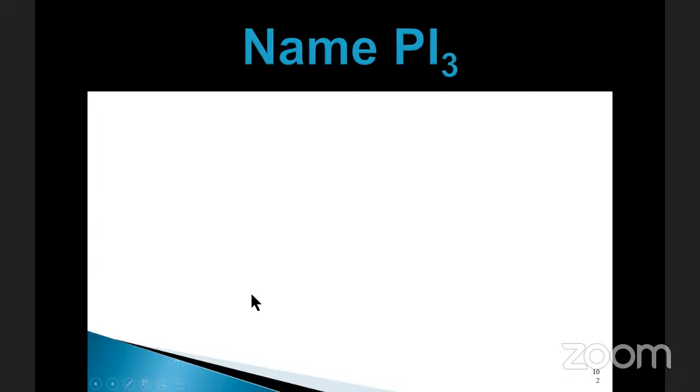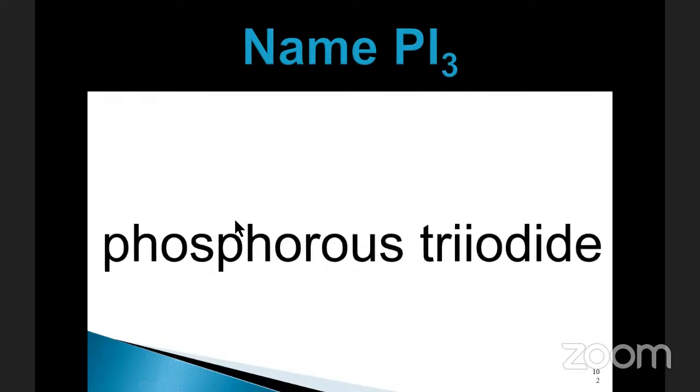Okay, what about this one? Now, in this case, this is actually a letter I. So, what do you think the name of this one is? Phosphorus triiodine. Iodide. Iodide, exactly. Phosphorus triiodide. Very good.